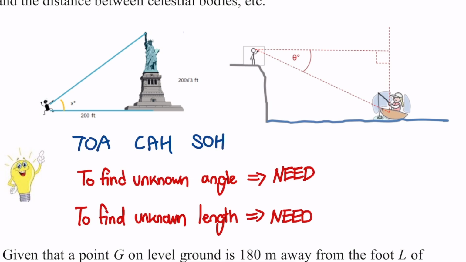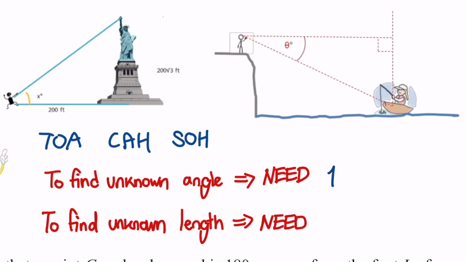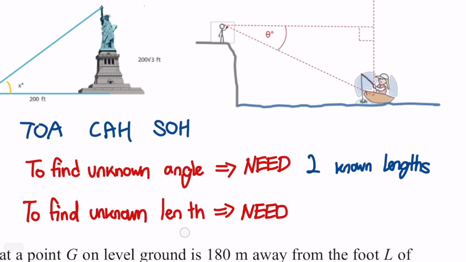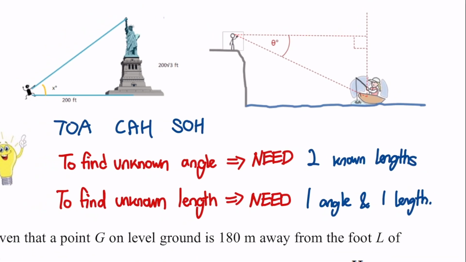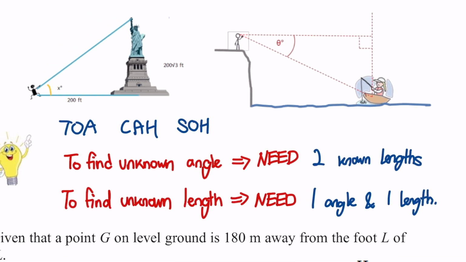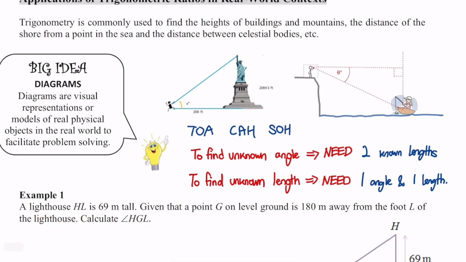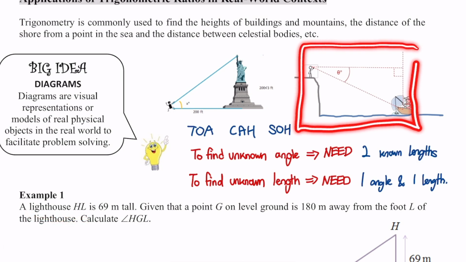Remember that to find any unknown angle, you always need two known lengths. That means I need to know two lengths in order to find one unknown angle. Or if I want to find an unknown length, I need to have one angle and one length. This will help us know what information I need in order to solve unknown problems. Also in this worksheet, you will see that the questions become very long word problems, and we usually like to draw diagrams. Diagrams will help us simplify the question to make it easier to understand.